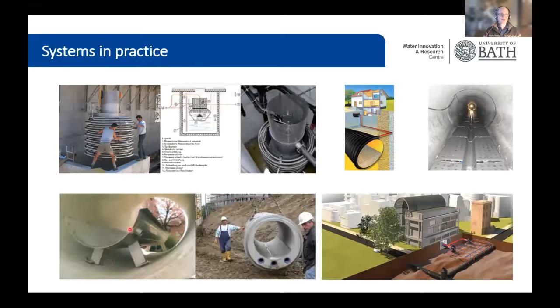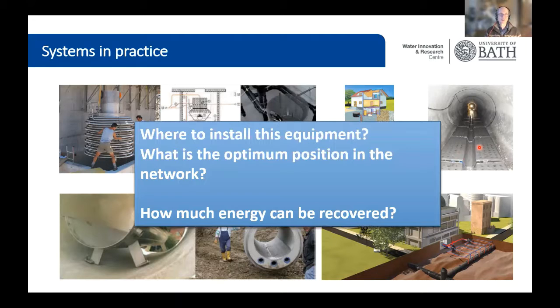These are used for installing in already existing sewer systems. These are new ones where you see this stainless steel scale at the bottom, which is used as the heat exchange surface, is already integrated in the sewer mains. There are other systems where there's a coil around the sewer mains, and this is another system which can also be used to install in already existing sewer systems. So you can buy them on the market, and the question is, of course, where do you want to install these systems, and where is the optimum position in the network to use these things?